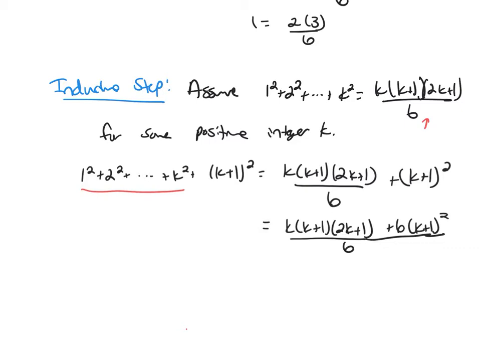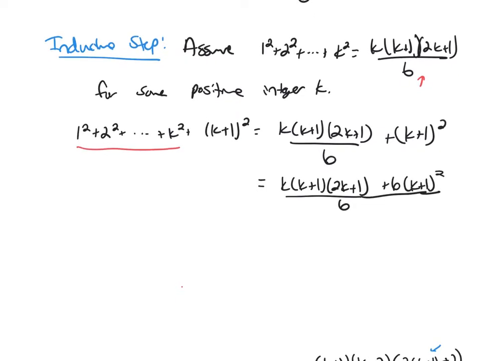And then if I notice in the numerator, all my terms have a k plus 1 in them. So I'm going to factor that out. And I'm going to go ahead and factor out the denominator, which is 6. So that's going to leave me with (k + 1) times [k(2k + 1) plus 6(k + 1)].